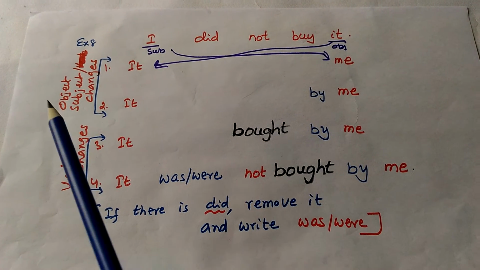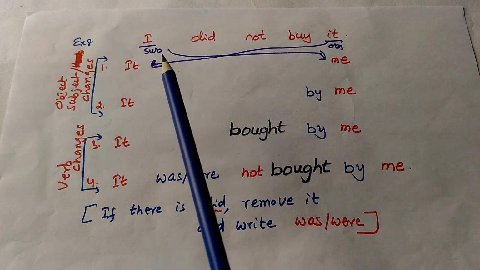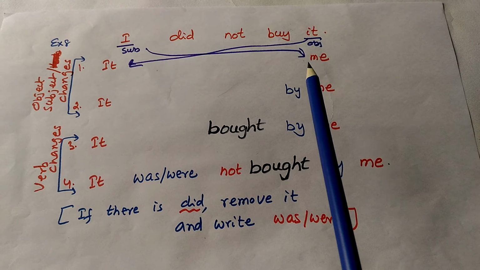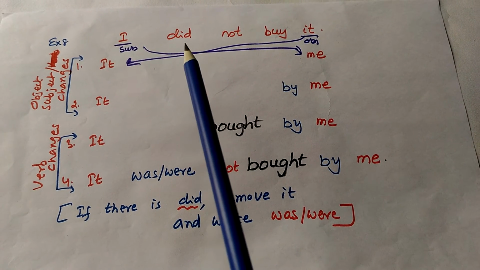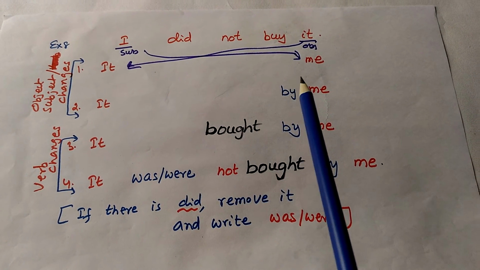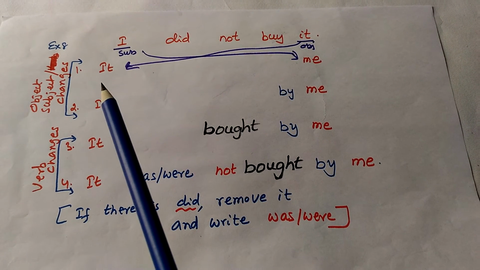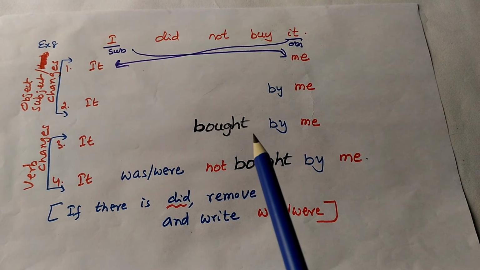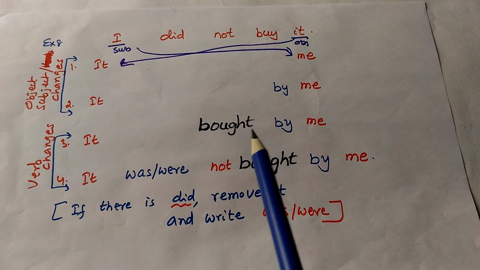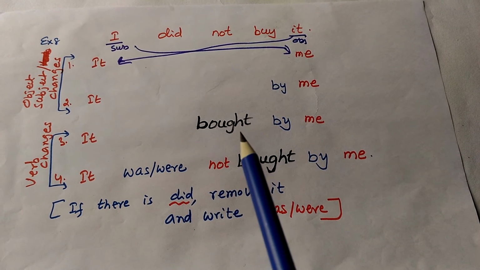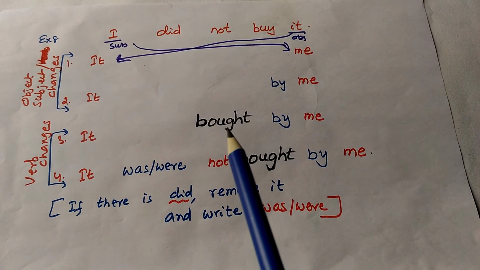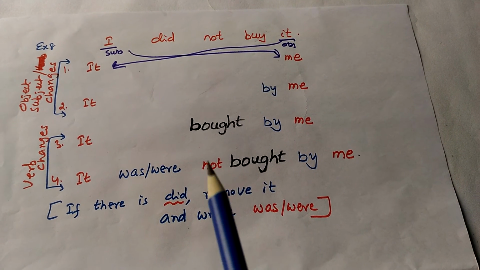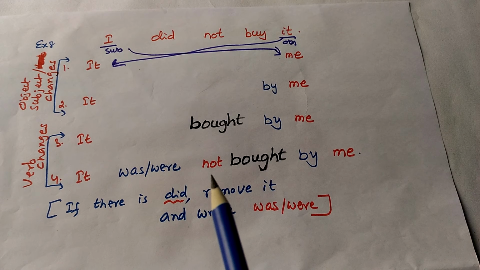Another example, that is example number 8. I did not buy it. First we have to identify subject and object, and then we have to interchange the subject and object. I is brought here and it is brought here. And then we have to add by before the object. And after that we have to write the verb 3 form, that is bought. Buy becomes bought here. So the verb 3 form, that is the past participle, is to be written before by. And then as not is there in the sentence, we can write not here.